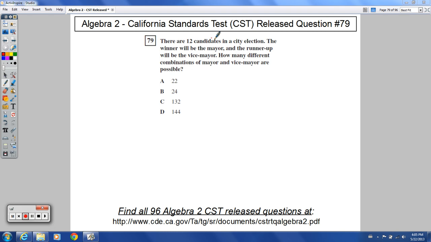It says there are 12 candidates in a city election. The winner will be the mayor, and the runner-up will be the vice mayor. How many different combinations of mayor and vice mayor are possible?